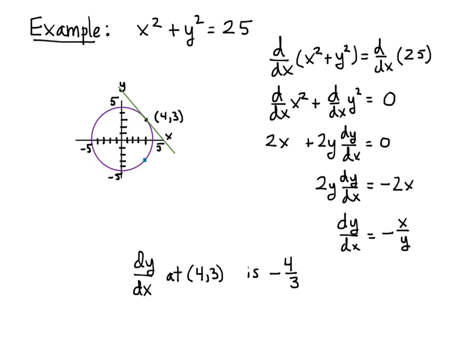So if I look at this value, what's the slope here? I know what x is, it's 4. I know what y is, it's 3. And so I have negative 4/3 as my slope. Okay? Everybody follow?